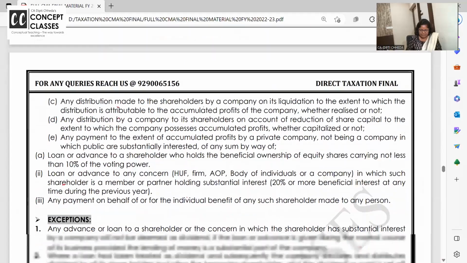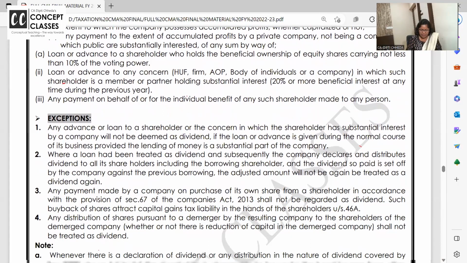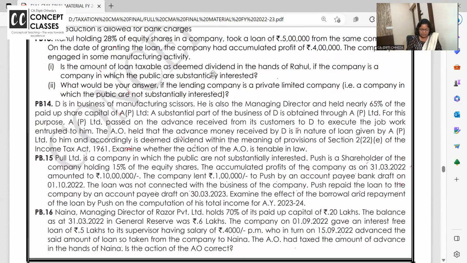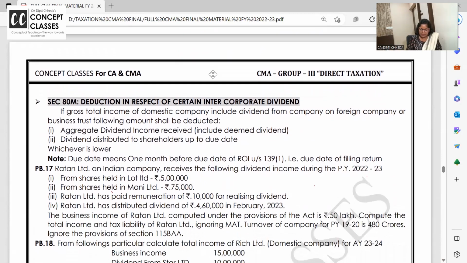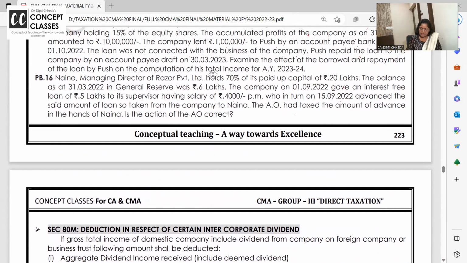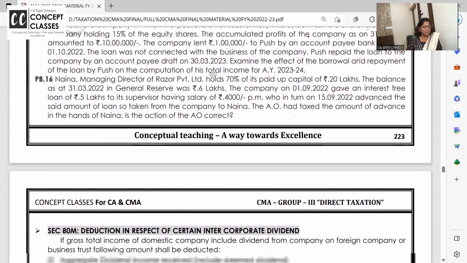Chalo. Now let us see some problems related to this. Deemed dividend, I will take the concept. Right now, I am not teaching you deemed dividend, dear students. I am teaching you this. The interest part, I thought I wrote, but I have not written it anywhere.